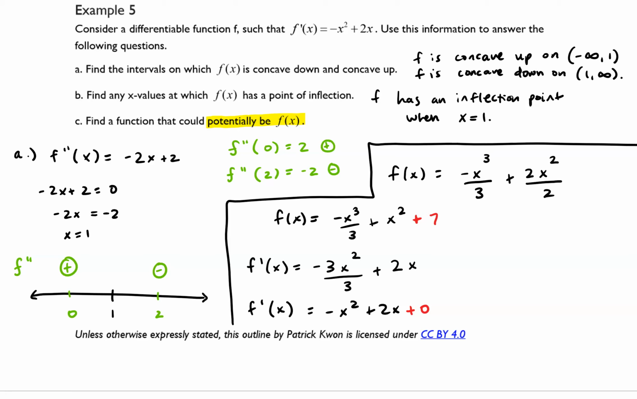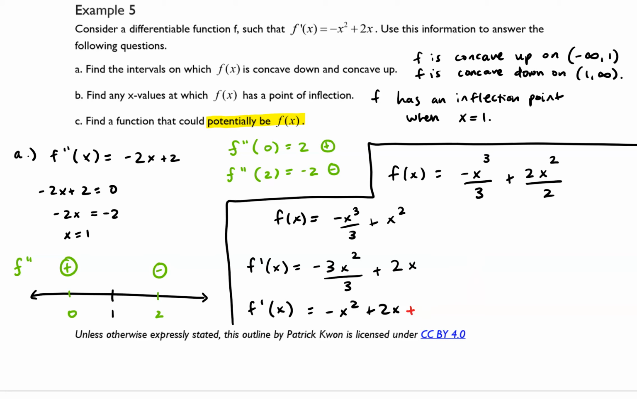So, if I put plus 7 here in my f of x function, it's still going to give me the correct derivative function. If I put minus 4, it's still going to give me the correct derivative function. If I put plus 1,000,000, it's still going to give me the correct derivative function. So I can add on or subtract on any constant I want on the end, and it will still give me the correct derivative function. So that is why there are infinitely many possibilities.